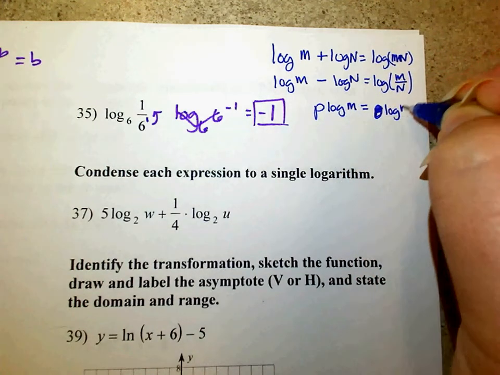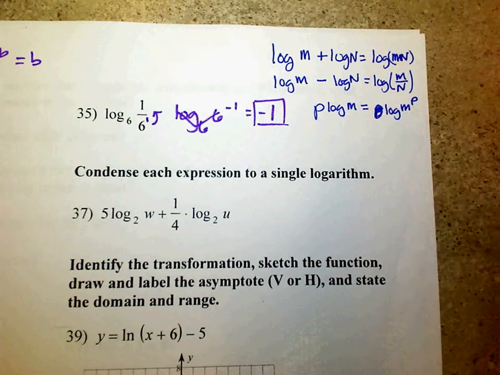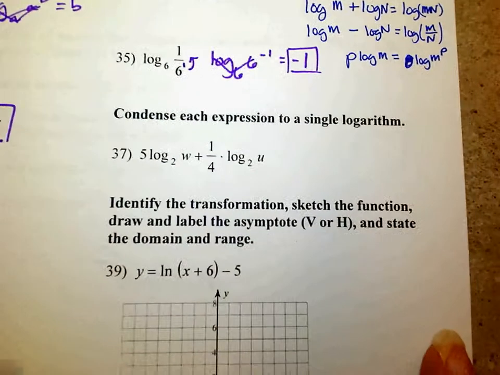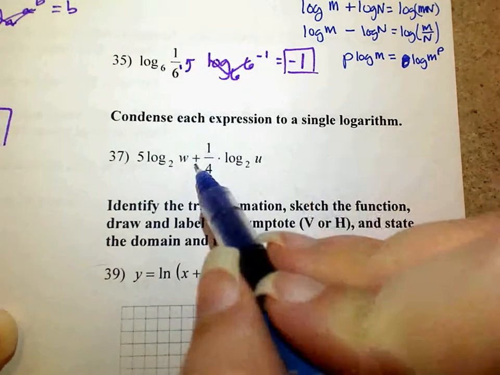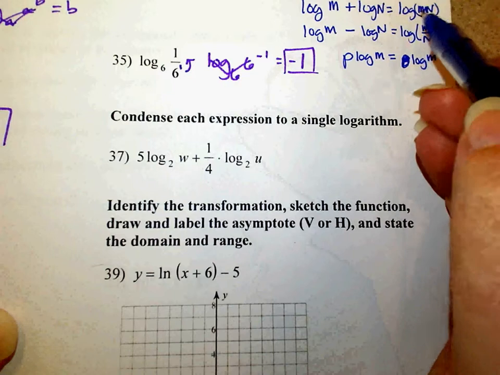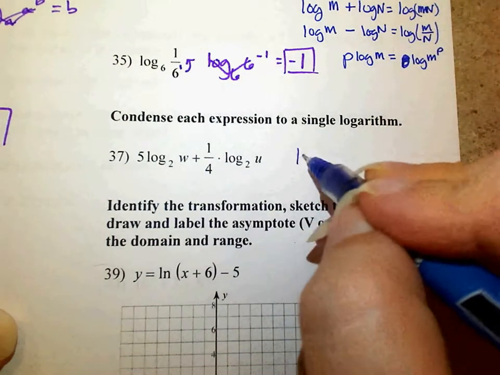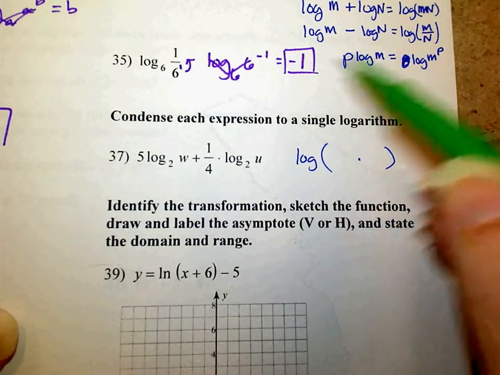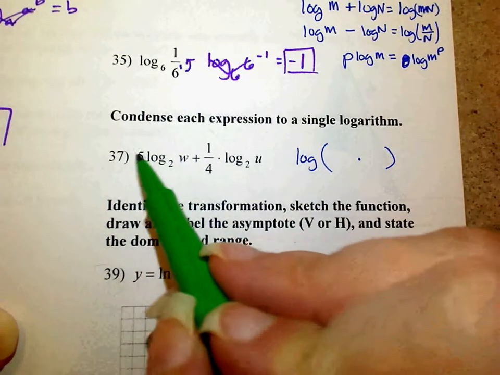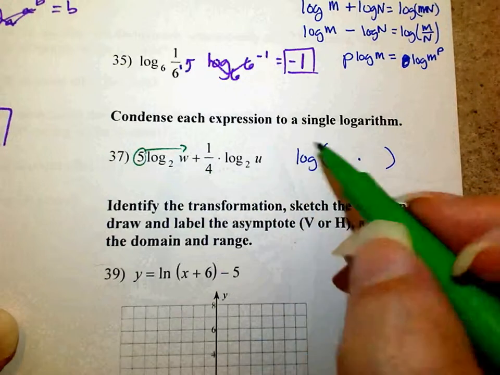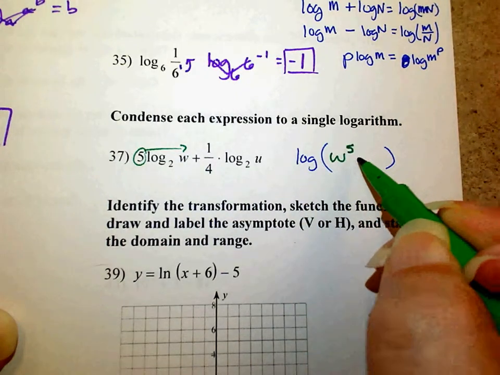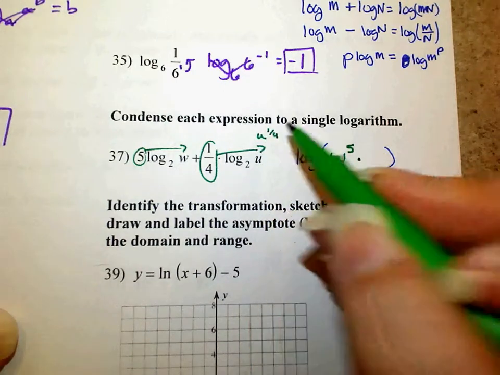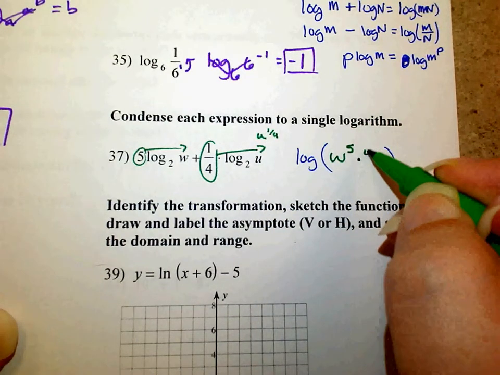Using those rules, let's talk about this right here. I've got two logarithms separated by addition, which means inside one logarithm I'm going to have multiplication. So these two things are multiplied by each other. Anytime you have a number in the front, you need to move it to the back as a power. So that's w to the 5th times u to the 1/4. But remember, u to the 1/4 is the same thing as the 4th root of u to the 1st. And there you go. That's the answer.